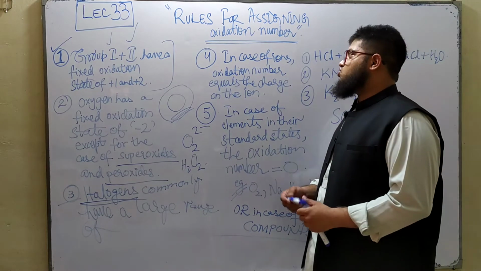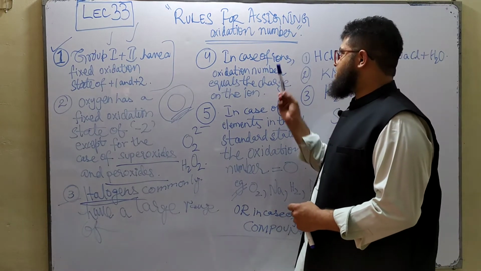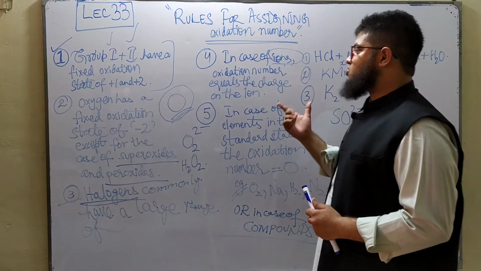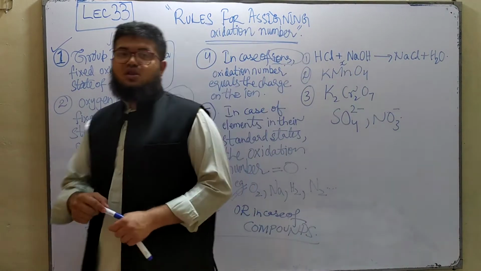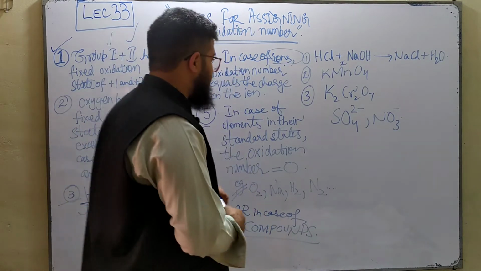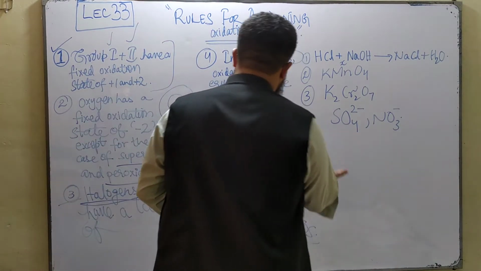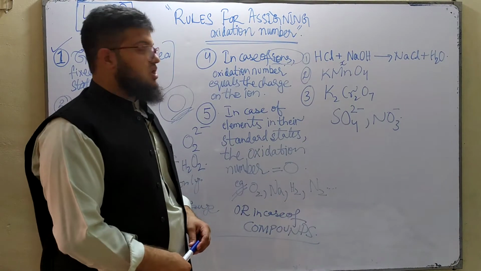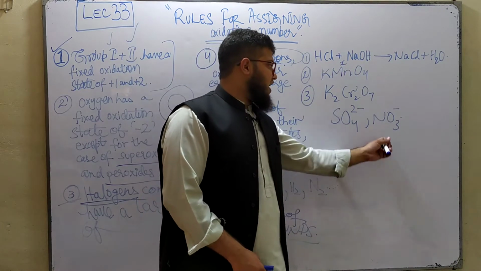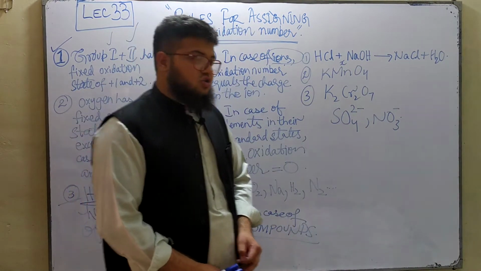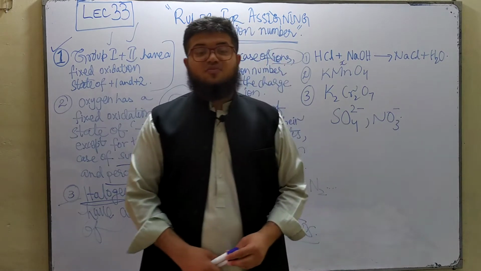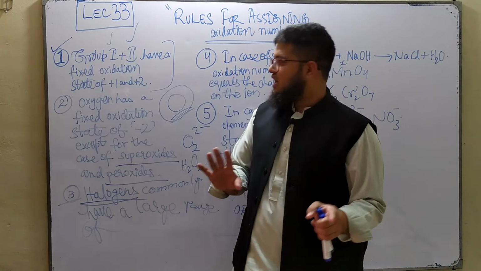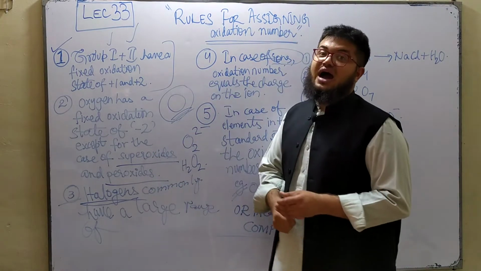Then coming to the fourth rule, which says that in case of ions, or ionic compounds, the oxidation state is always going to be equal to the charge of the ion. For instance, sulfate, SO4 2-, has an overall oxidation number of -2. In case of nitrate, NO3 -, the overall oxidation number is -1. In case of potassium, K+, the oxidation number is +1. So this is how you assign the oxidation number for ions.